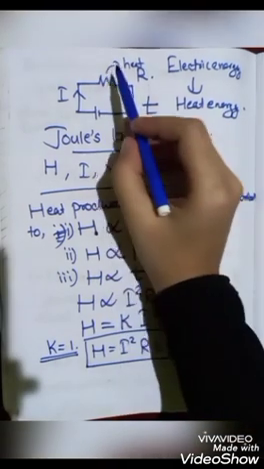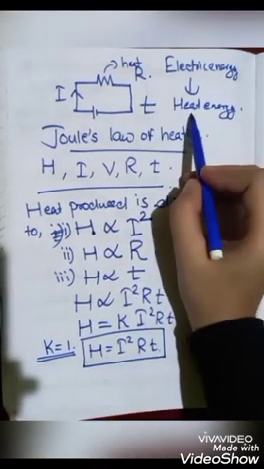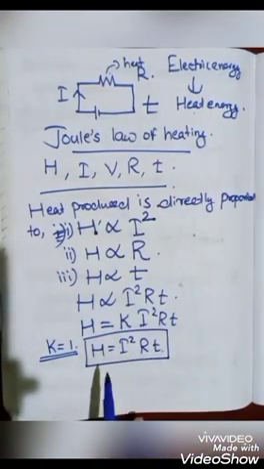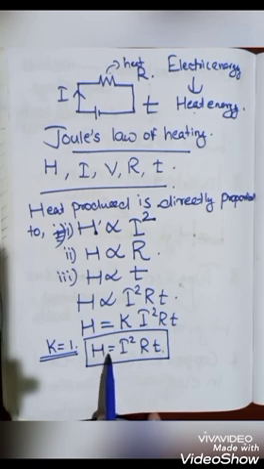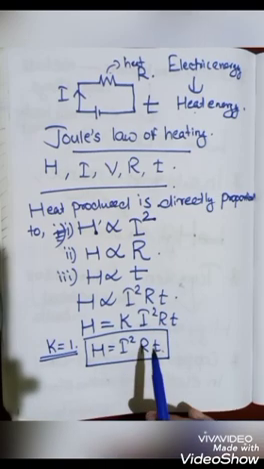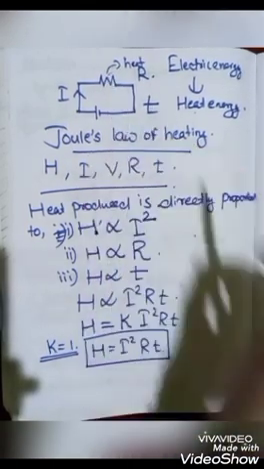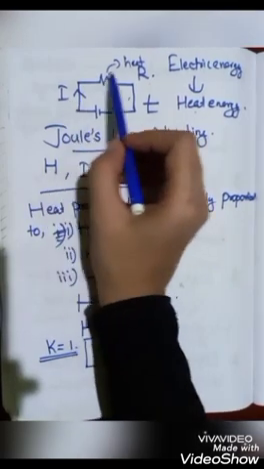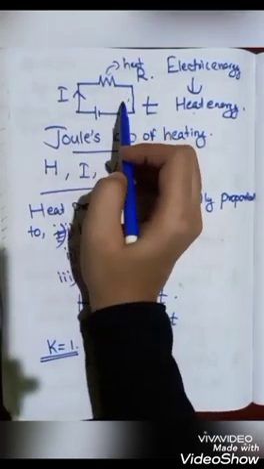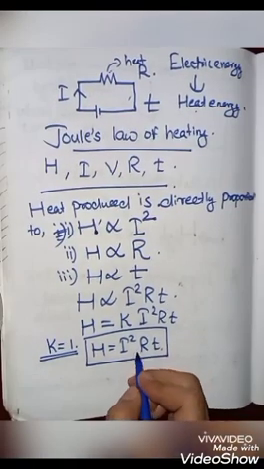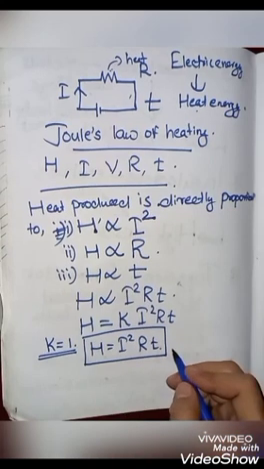The electrical energy of the current here is converted into heat energy, and this heat produced can be calculated by using this equation, that is H is equal to I square into R into T. Here H is the heat produced, I is the electric current passing through this circuit, R is the resistance of this resistor, and T is the time taken for the current to flow through the resistor. Hope you understand that this Joule's law of heating is very important.